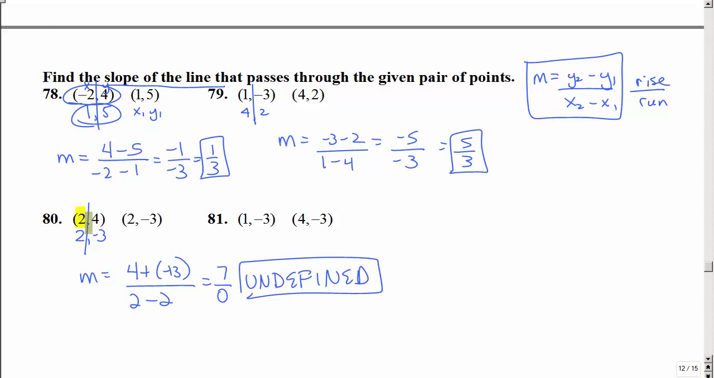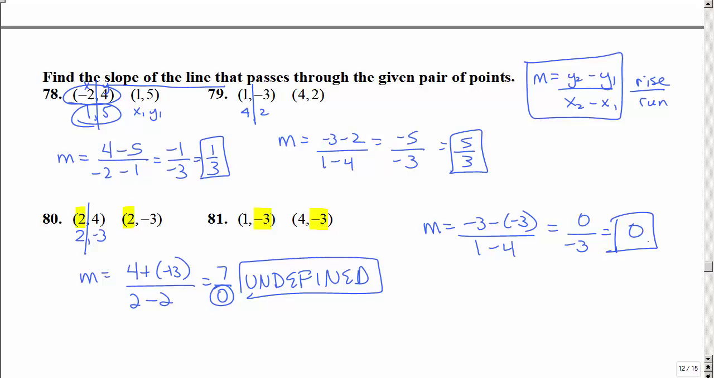You would know that if the x values are the same, that's going to give you a 0 in the denominator. That's going to give you a vertical line where your slope is undefined. In like manner, what's going to happen when the y's are the same? Well, you're going to get negative 3 minus a negative 3, and that's going to be 0 over negative 3, which is 0. That's a horizontal line, but I'm just asked to find the slope, which is 0.